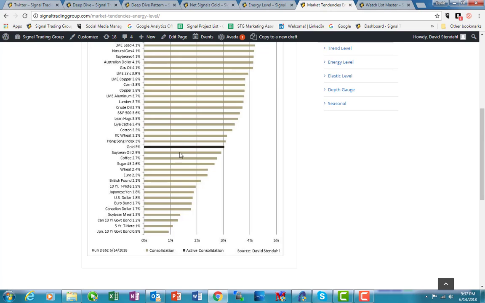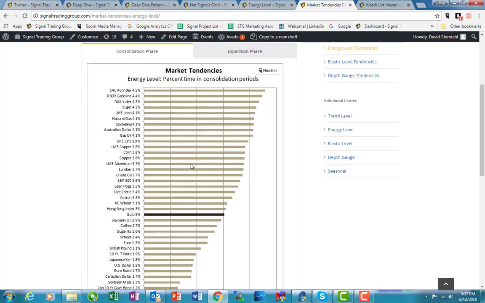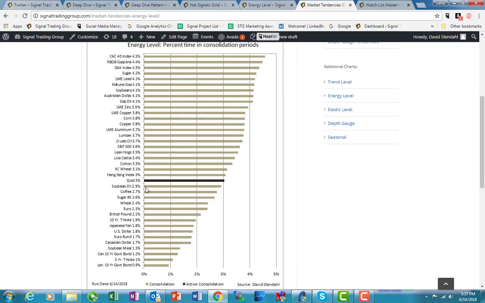And one of the things I like to point out is when we start looking at consolidation phases, specifically the energy level, you can see that here is gold that's in that particular phase. This only happens 3% of the time. Now, it's been in that phase for a while, but it is certainly one in which the market is in a tight consolidation. And whenever you get that condition, you can see that it's only in this phase historically 3% of the time. That has to tell you something, that something's going to be happening.